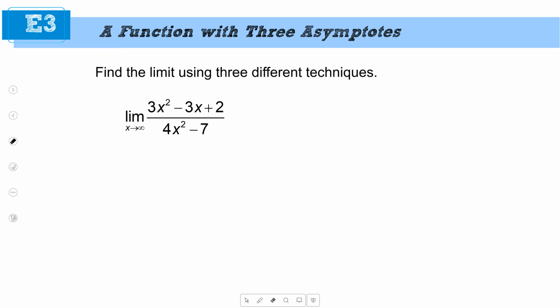3 different techniques. Okay, let's start with graphing. Get out your calculators or your iPads, graph that puppy, tell me what the answer is. You know what the answer is, but do it anyways.